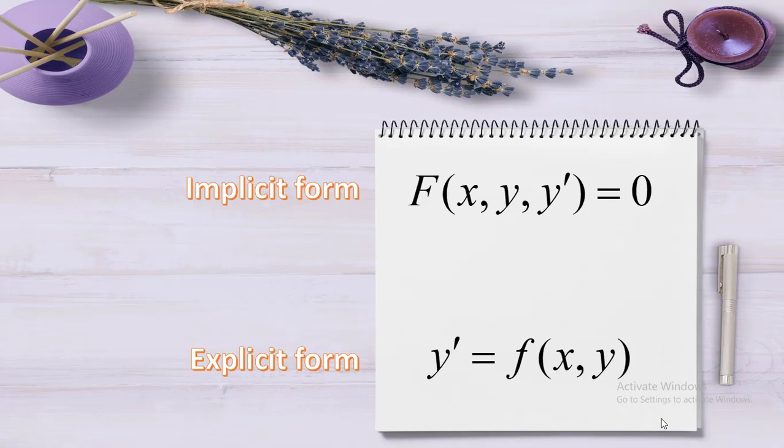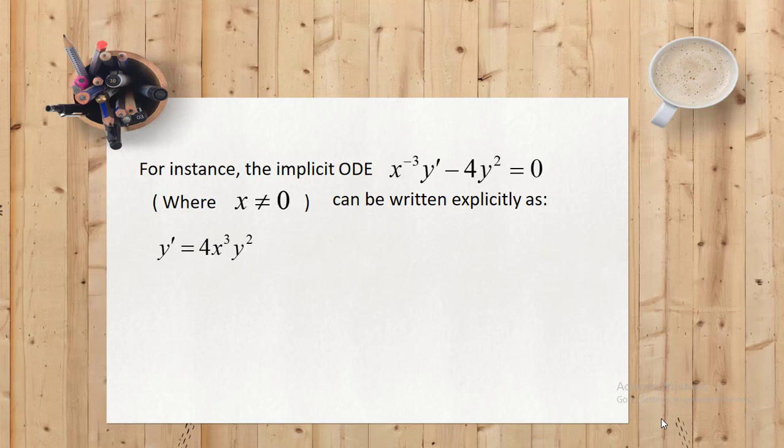The general form of a first order ordinary differential equation is f of x, y, and y prime equals 0, which is an implicit form. And in explicit form we can write y prime is equal to f of x and y. For instance, the implicit ODE x to the power of 3 times y prime minus 4y squared equals 0, where x is not equal to 0, can be written explicitly as y prime equal to 4 times x to the power of -3 times y to the power of 2.